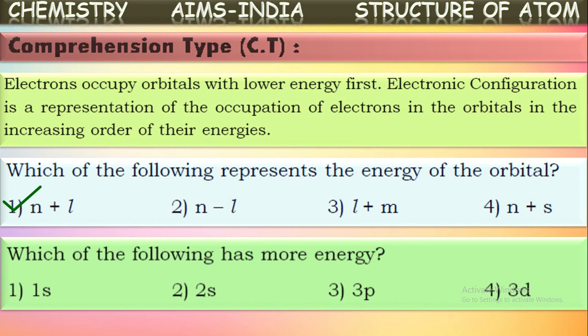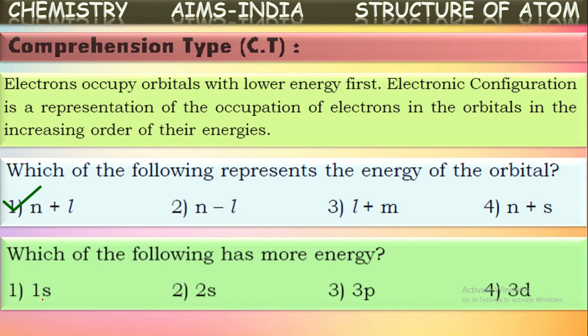Next, which of the following has more energy? Just now we have seen in the previous question how to compare the energies of orbitals based on the n plus l value, n representing the principal quantum number and l representing the subshell or azimuthal quantum number. Now, for each, let us try to calculate the n plus l value.